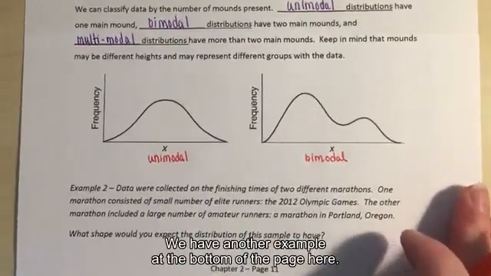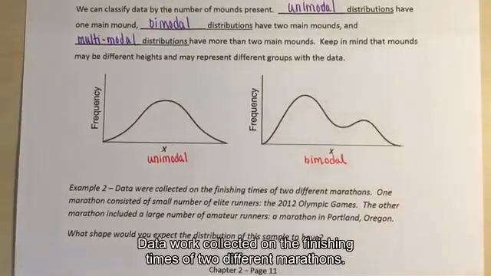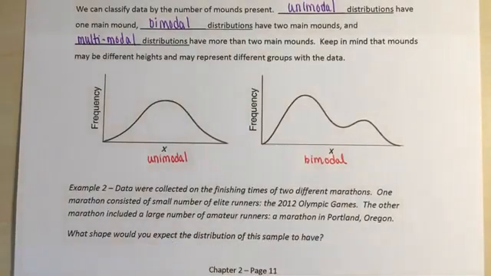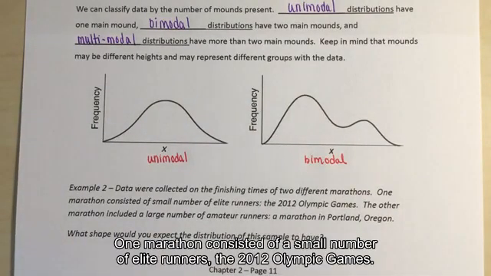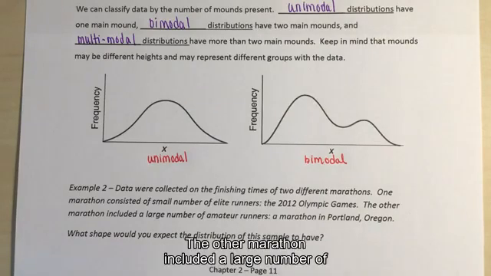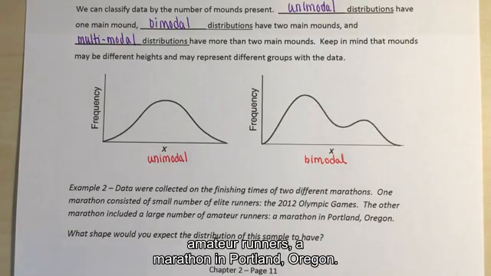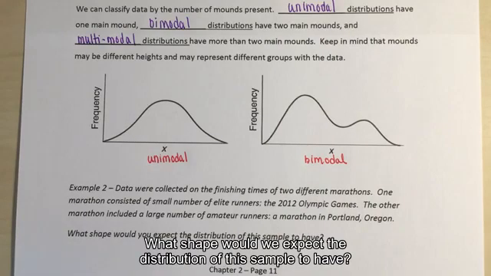So we have another example at the bottom of the page here. Data were collected on the finishing times of two different marathons. One marathon consisted of a small number of elite runners, the 2012 Olympic Games. The other marathon included a large number of amateur runners, a marathon in Portland, Oregon. What shape would we expect the distribution of the sample to have?